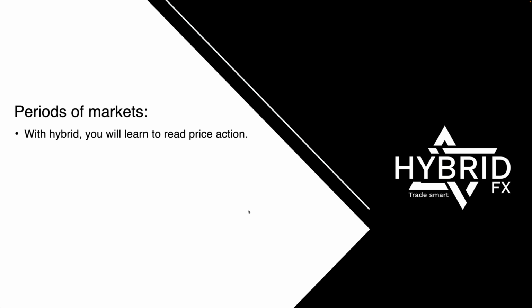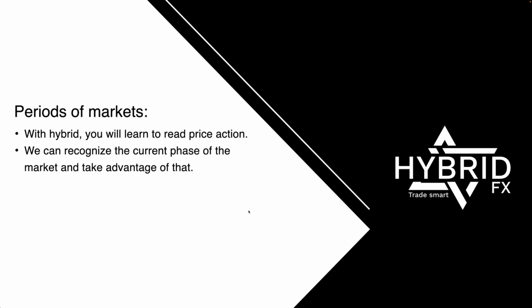With hybrid, you will learn to read price action. We can recognize the current phase of the market and take advantage of that, because guys, you need to understand there are a lot of traders who do not understand these concepts. So they have a trading plan and they trade all kinds of markets with that same exact trade plan. But you need to understand that there are periods in the market. There are corrective phases in the market. There are trending phases in the market.